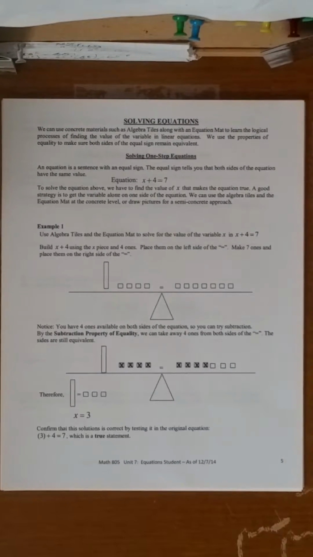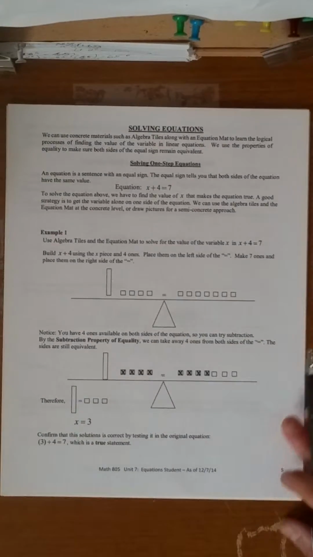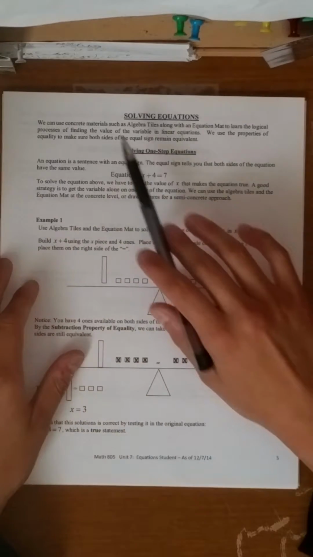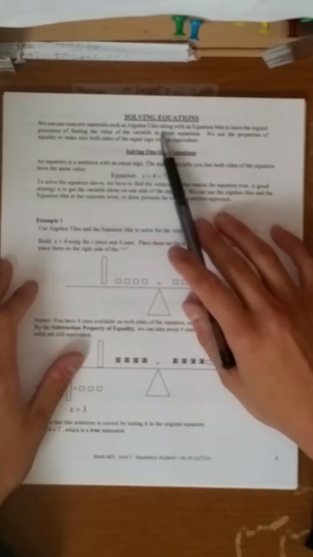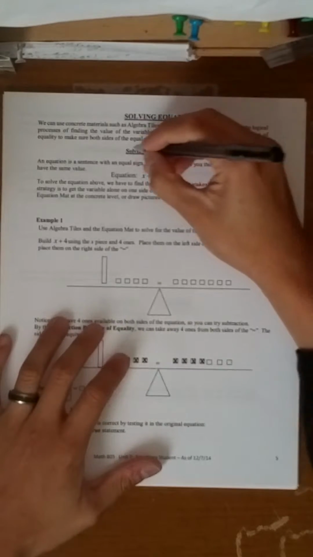Alrighty, so now we're going to be looking at solving equations, and we're going to use concrete materials such as algebra tiles along with our mat to learn the logical processes of finding the value of a variable in a linear equation. Okay, and we're going to use our properties of equality as well. So, solving one-step equations here.